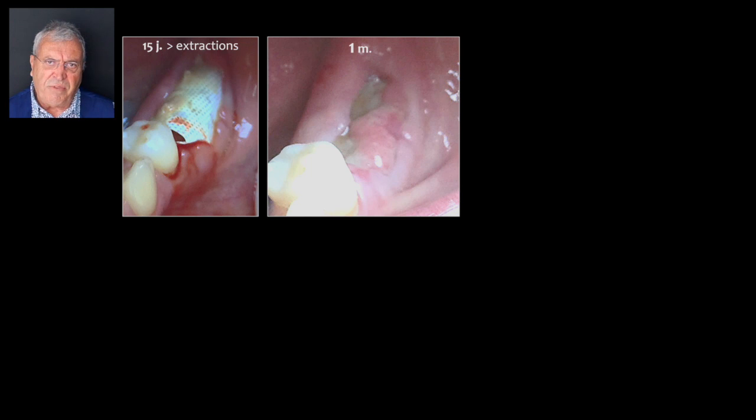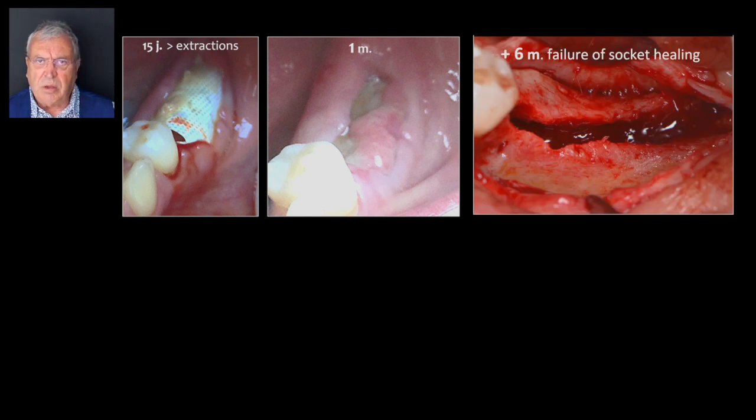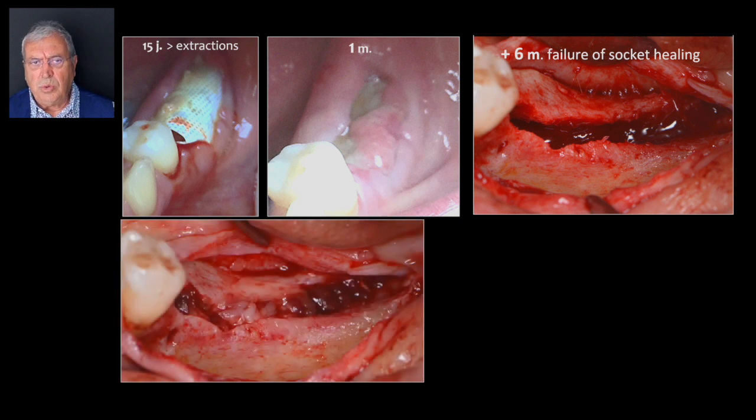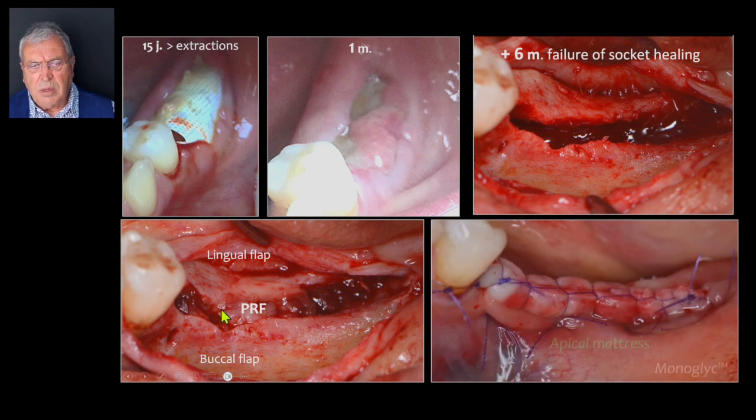But when we raised the flaps, we saw that the socket did not heal well. It's impossible to place any implant. Then we need to manage the site in order to heal. We propose to use PRF, but we know that when we do flaps, we have a risk of bone loss. We have a buccal flap and we have a lingual flap. But the solution was to use an apical mattress, very deep, in order to stabilize after filling the site with PRF.